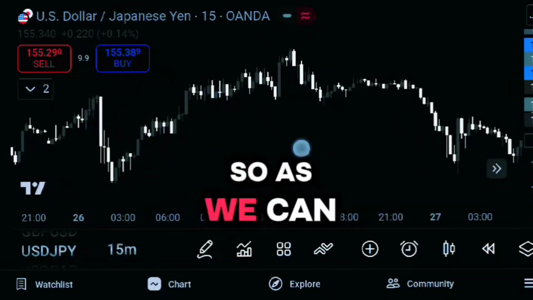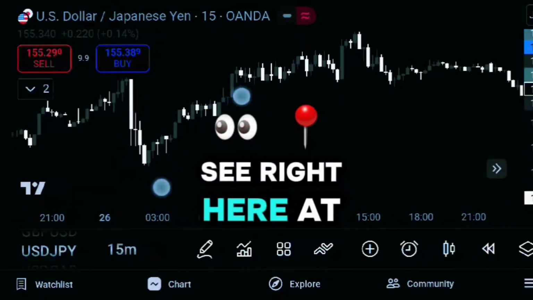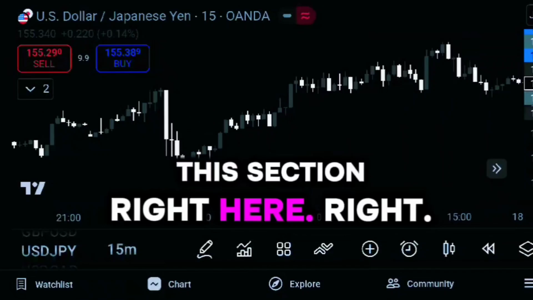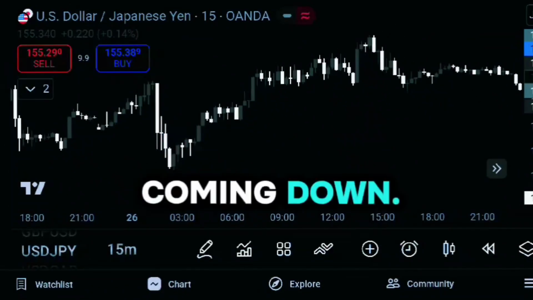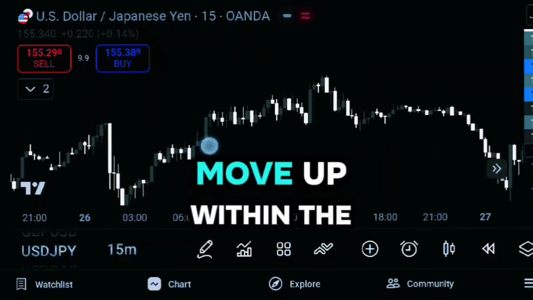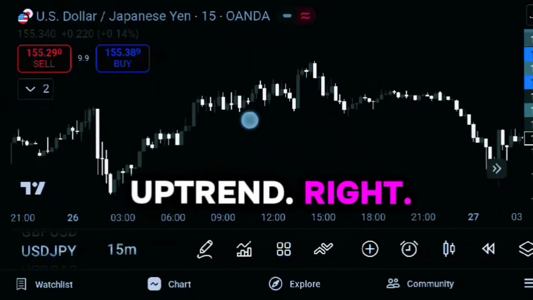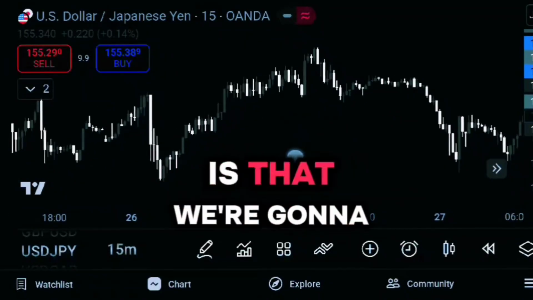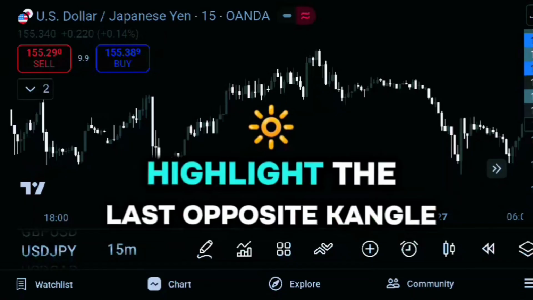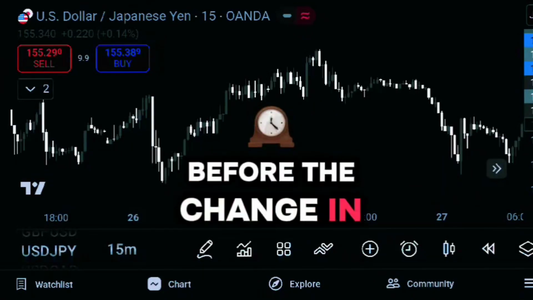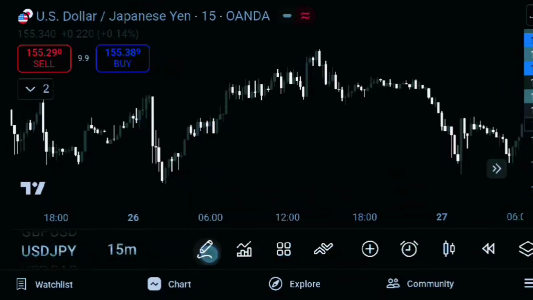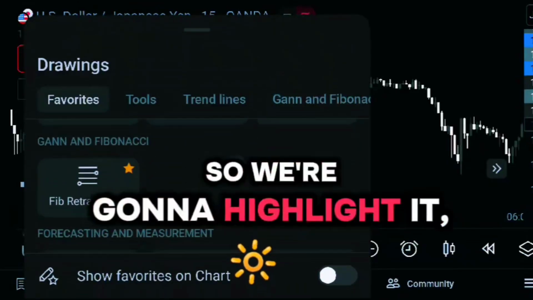So as we can see right here at this section, we were in a downtrend coming down. However, it started to move up within the uptrend, right? So what we're going to do is highlight the last opposite candle before the change in direction. So we're going to highlight it.